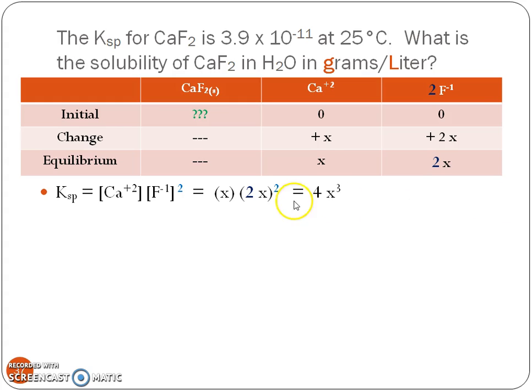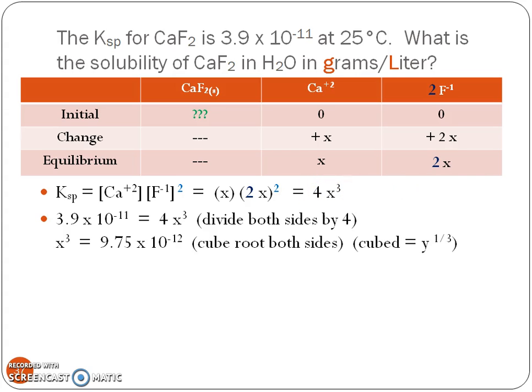So make sure that you're understanding 2 squared would be 4, but then the 2 from here and the 1 from here for the exponent of X would be 3. So then we have to divide both sides by 4, and then we have to take the cube root on both sides, or you can take that value to the 1/3 power. So that's going to be our X value.